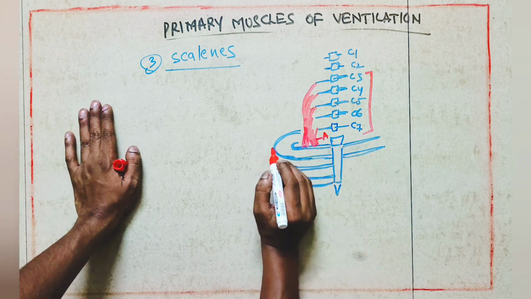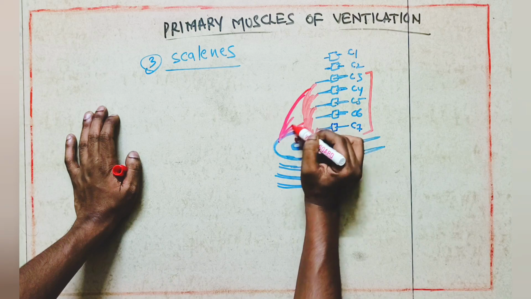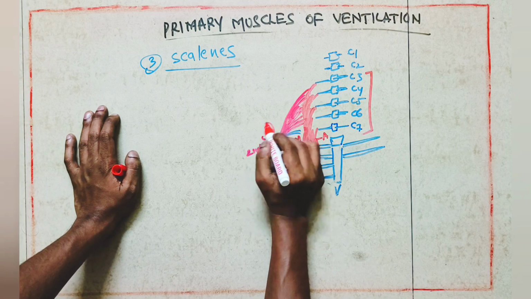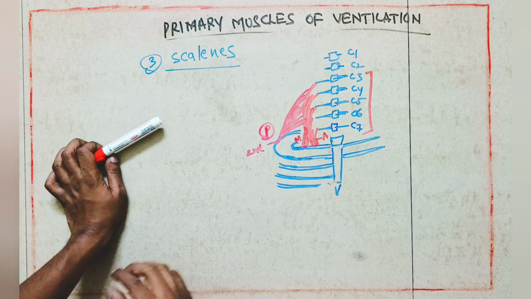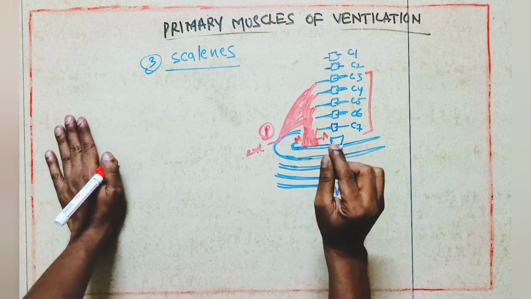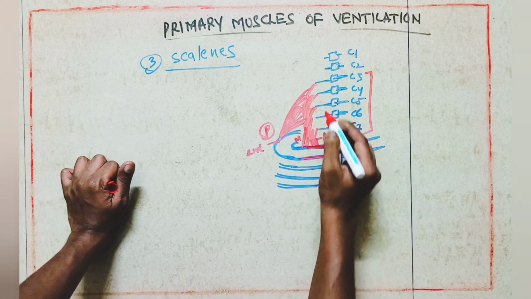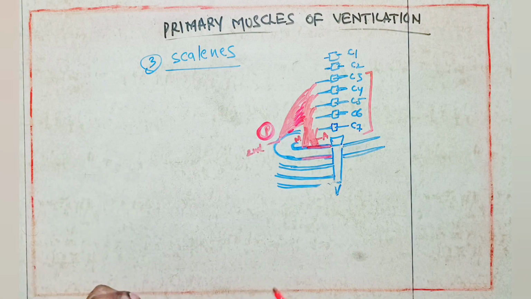This one attaches medially, so these are the middle scalene muscles. Some fibers attach posteriorly on the second rib, so these are the posterior scalene muscles. So we have the anterior scalene and middle scalene, which are attached to the first rib, and to the second rib these scalene muscles attach posteriorly, so these portions are the posterior scalene muscles.